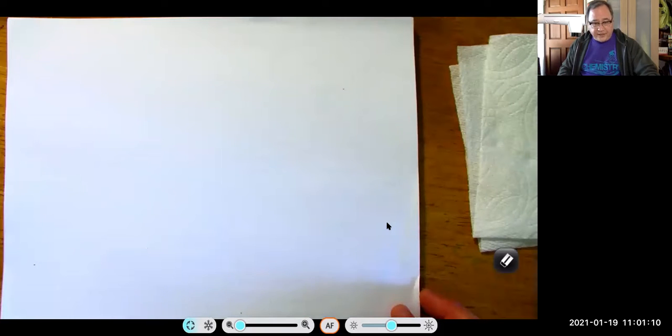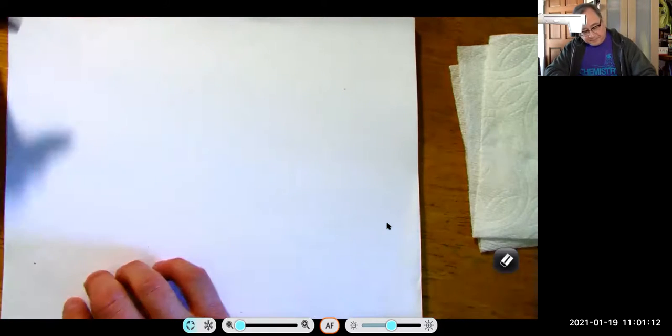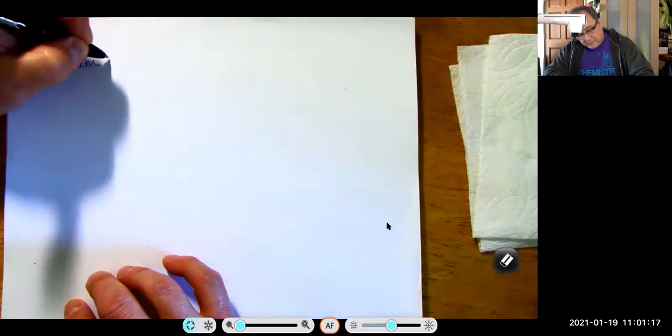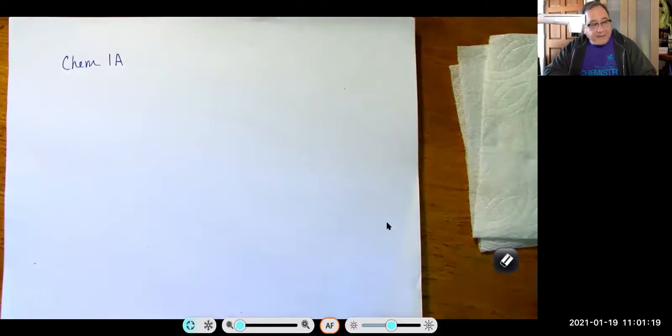So here you can see the paper that I'm going to write on. You can see that I'm left-handed. So what that means is that I will write something and you can't see it because my left hand covers it.